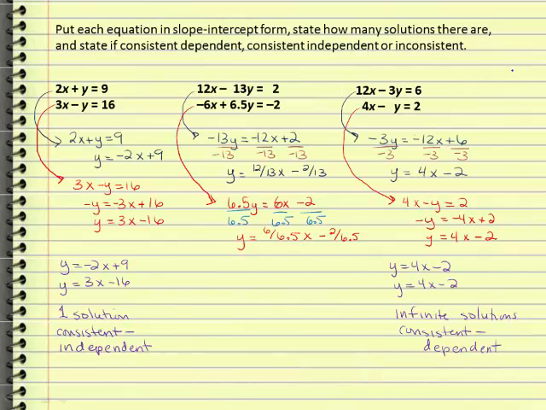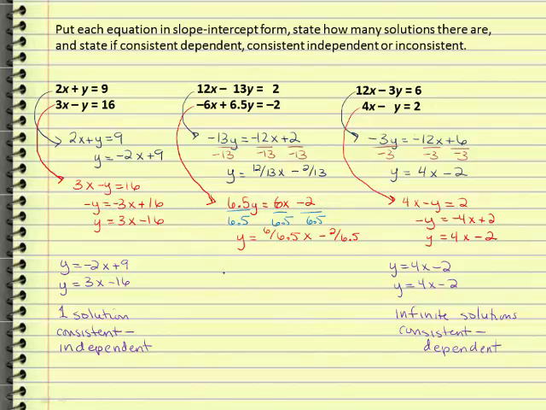Okay, so I've solved all of these for y. You can see where the arrows lead to show the process for each. In the first one, I get y equals negative 2x plus 9 and y equals 3x minus 16. The slopes do not match. That means that there is one solution and they are consistent independent. I'm going to skip over to the third one. I get y equals 4x minus 2, y equals 4x minus 2. The equations match perfectly. So I have infinite solutions and they are consistent dependent.